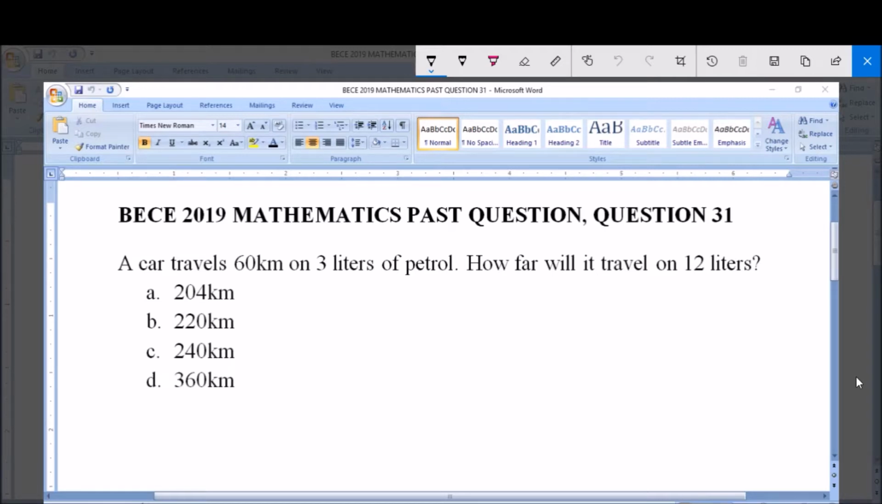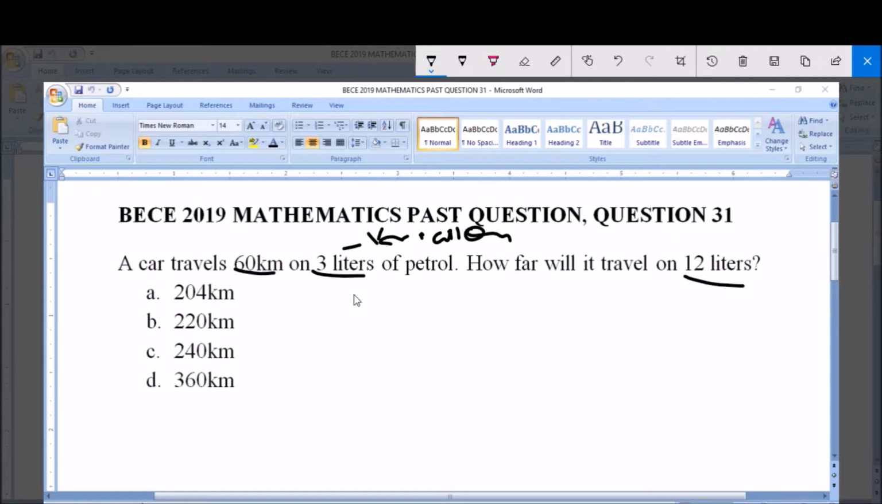So a car travels 60 kilometers on 3 liters of petrol. How far will it travel on 12 liters? And like we know, when you look at this kind of word problem, it is associated with variation.